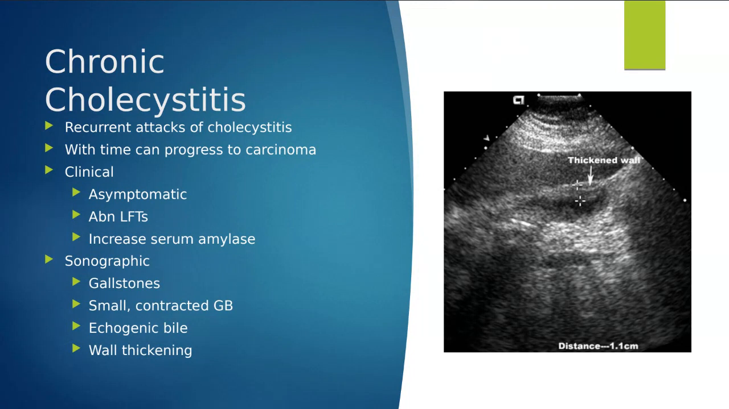Clinically, the patient's going to be asymptomatic. They are so used to this. Their gallbladder is like, yeah, you can't hurt me anymore. They're going to have abnormal LFTs, increased serum amylase. On ultrasound, we can see those gallstones if that is what is causing this cholecystitis, or gallstones can actually form because of the cholecystitis. The gallbladder is going to be small in size. It's going to be in this kind of continually contracted state because, again, it can't function the way that it used to before. The bile is going to appear echogenic. We can see some sludge with that. And the wall is just going to be chronically thickened.